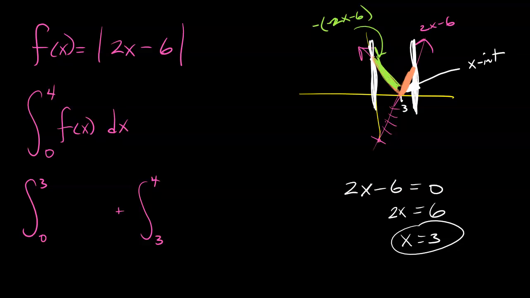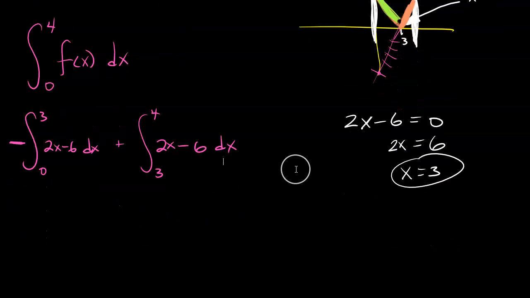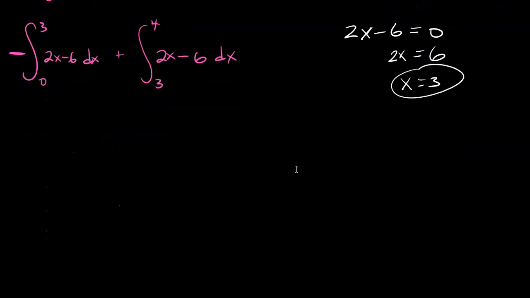From 0 to 3, it's the opposite. I'll put a negative out front of 2x minus 6. The second section is just 2x minus 6. And this is how I'm going to approach absolute value questions. And then I actually have to integrate and do work.